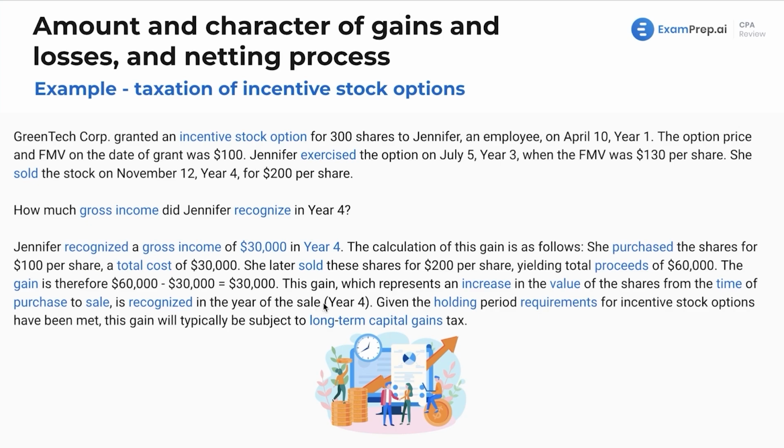And again, these are the ones that are more preferential for employees. Given the holding period requirements for incentive stock options have been met, this gain will typically be subject to long-term capital gains tax. And I think we're good to go on that one. Another example down.